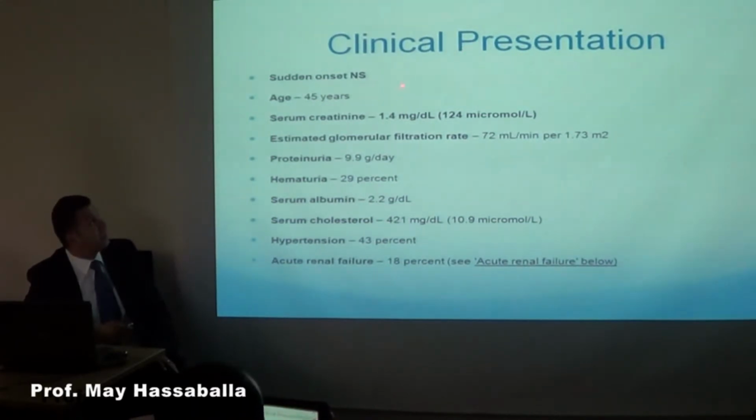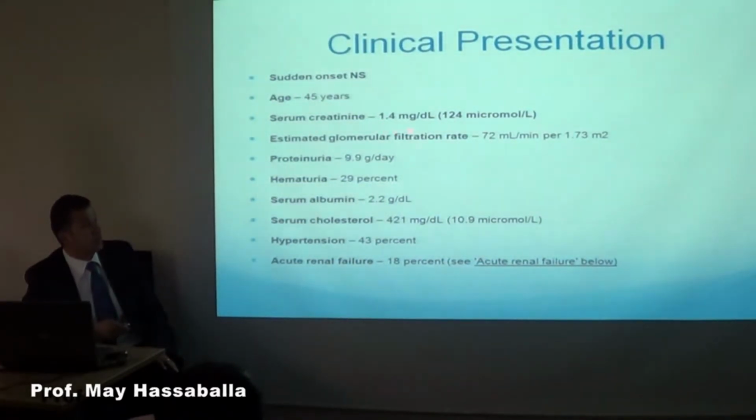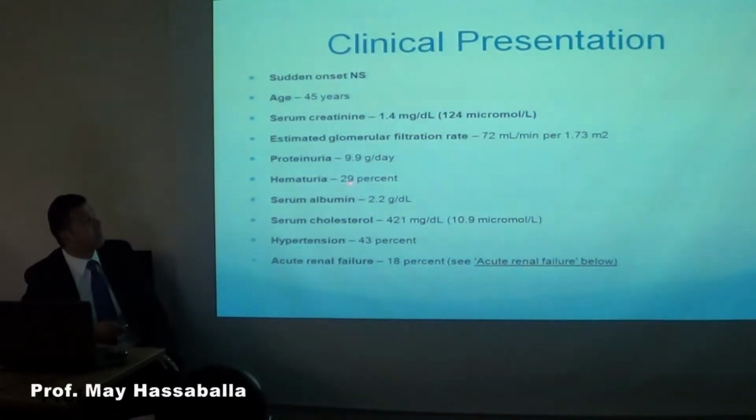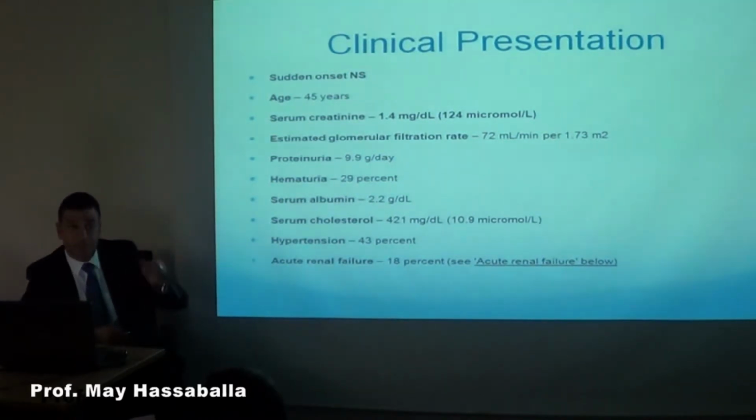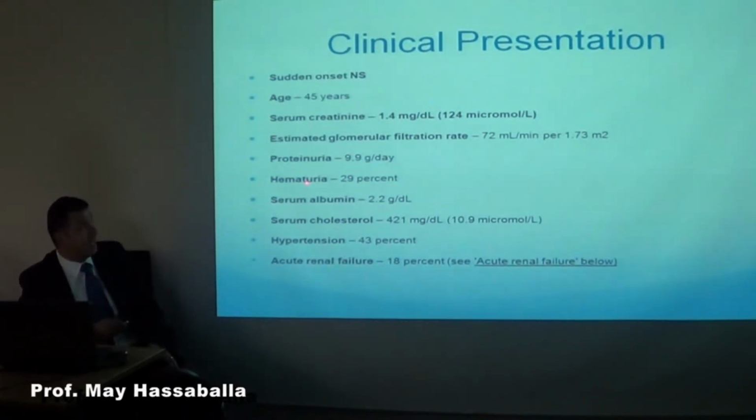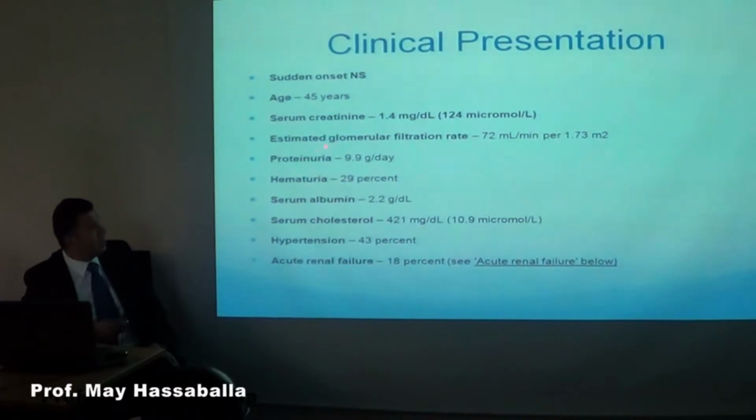وبعدين اكوردنج تو بيج ستادي الكاركترستكس بتاعت المينيمال تشينج في البيج ستادي دي كانت ايه؟ المين ايج 45 سنه، سيرم كرياتين 1.4، الاستيميتد جي اف ار 72 مللي. وبعدين عكس ما تتوقعوا بقى، شوفوا في الاطفال مثلا ما تلاقيش هيماتوريا كتير، هنا 29% من الحالات فيها هيماتوريا، 43% فيها هايبرتنشن، اكيوت رينال فيلير 18% اوف في المينيمال تشينج في الادلتس. فالادلت مينيمال تشينج تختلف عن الاطفال في الاتي: الهيماتوريا والهايبرتنشن والاكيوت رينال فيلير which may be associated with 18% of this. المين بروتينوريا في الاستادي دي كانت 9.9 جرام، الهيماتوريا 29% of cases and severe hypoalbuminemia and hypertension.